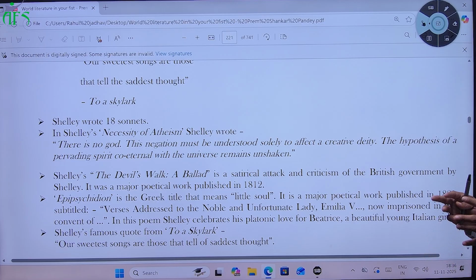His The Devil's Walk, a ballad, is a satirical attack and criticism of the British government by Shelley. It was a major poetical work published in 1820.